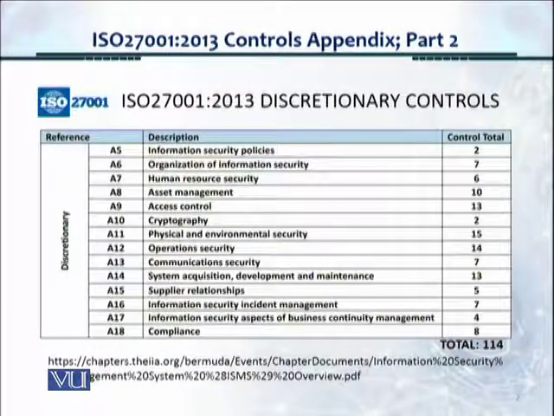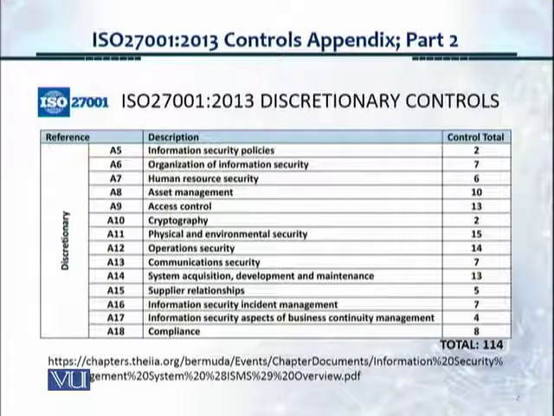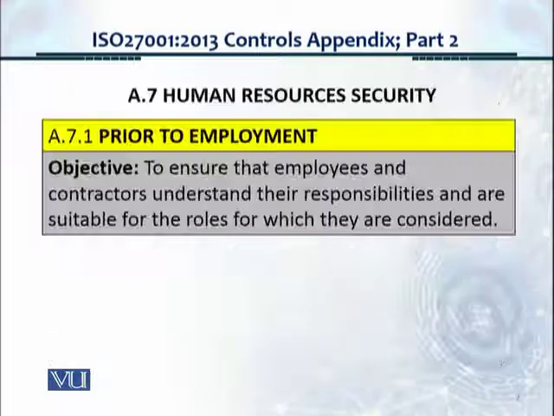So, human resource security is the group level control A.7, and this has 6 controls. So, let's take a look at that. Now, A.7 is the group level control, and it's human resource security. And as we had mentioned, the control objective will be stated in yellow, and we have prior to employment. So this is a section prior to employment, which is a control objective. And the control objective states to ensure that employees and contractors understand their responsibilities and are suitable for the roles for which they are considered.